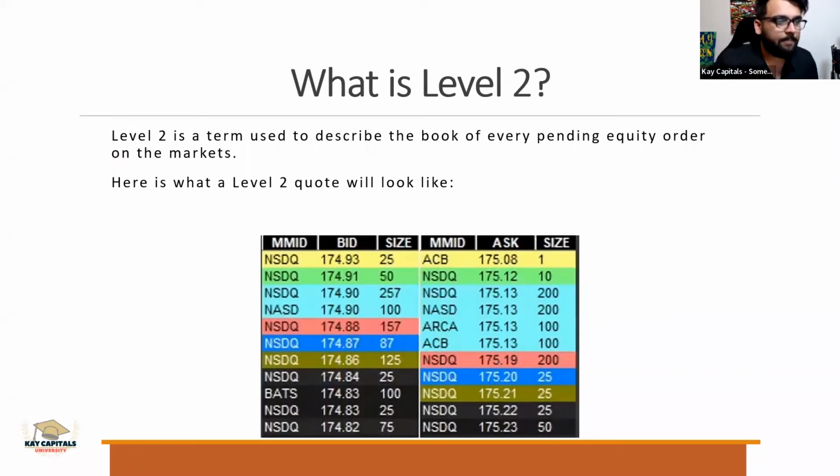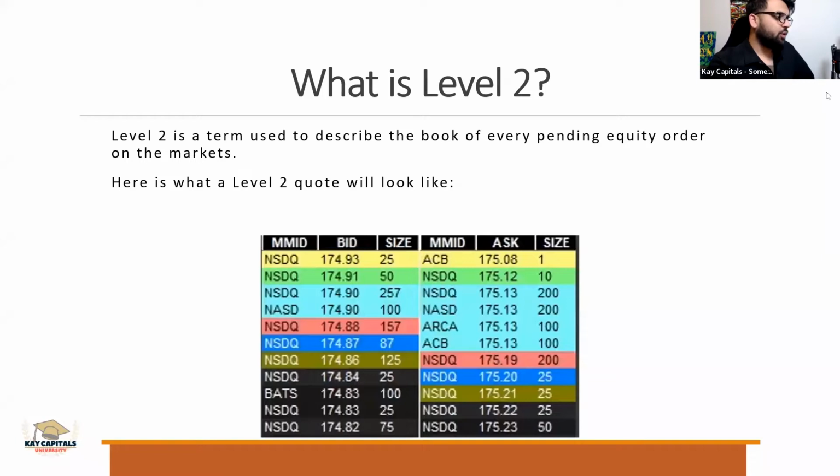Level 2 is simply a term used to describe the book of every pending order. That's pretty much it. So if I place an order that I want to buy, say, Apple at 200 and I want to buy 100 shares, or if I say I want to buy Apple 5,000 shares at $100, it will show up on this side at $100, 500 shares. And if I want to sell, say, 500 shares at 200, it will come up on this side. That's basically it: bids and asks, and every single auction and so on. It's pretty much that.